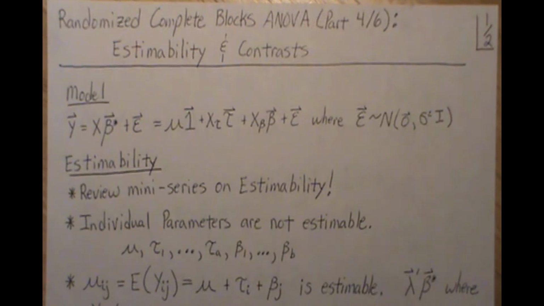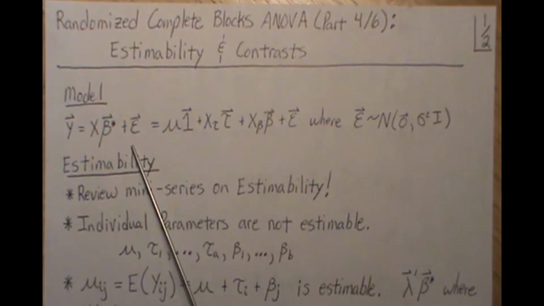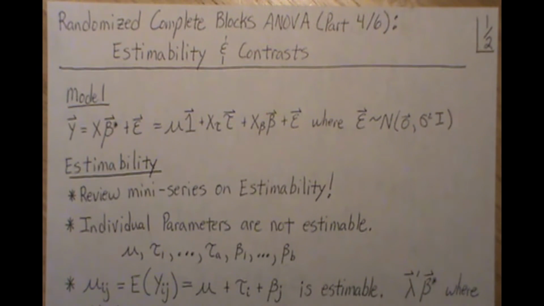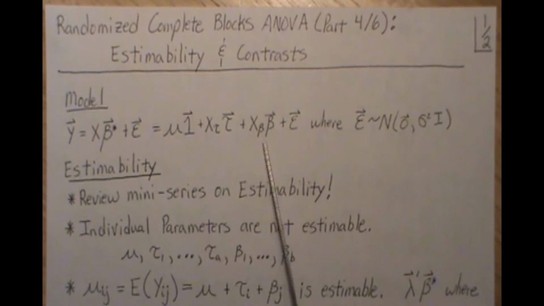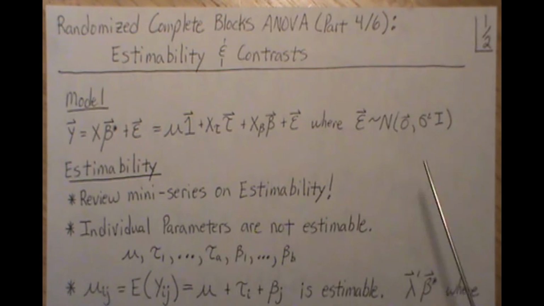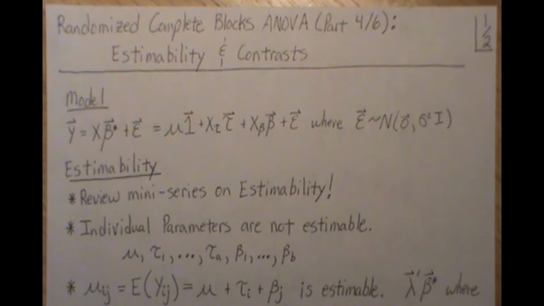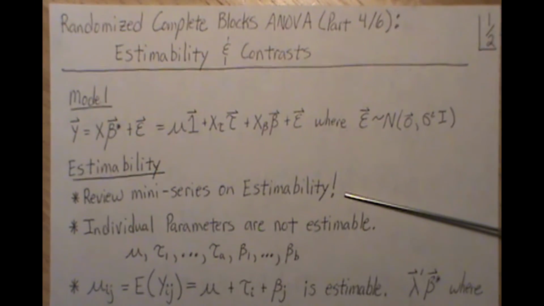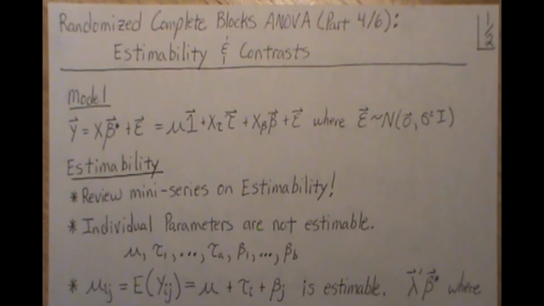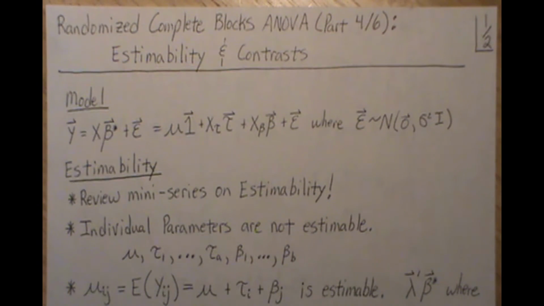Now the Randomized Complete Blocks model can be thought of this way: y is equal to X beta plus epsilon, and then it can be partitioned into mu and X tau, the part associated with the treatments, and then X beta, which is associated with the blocks, plus epsilon, where epsilon is normally distributed with mean vector 0 and variance covariance matrix sigma squared I. Now first let's look at estimability, but if you want as much detail as you need, I have a little 4-part mini-series on estimability where we go into great detail on what it means to be estimable. Essentially, it means that you can come up with a unique solution for what you want to estimate.